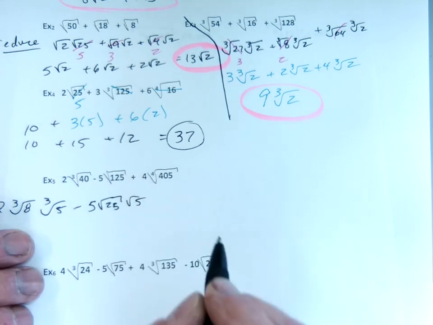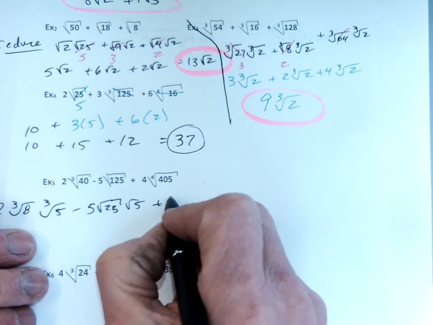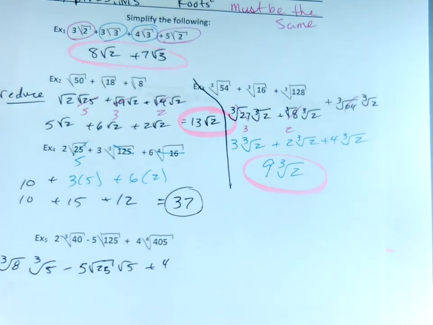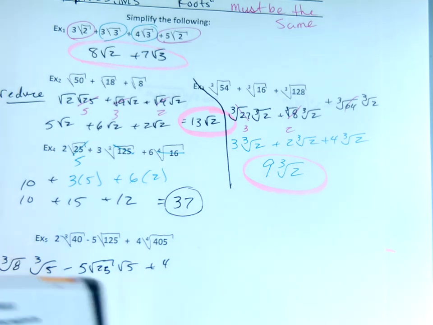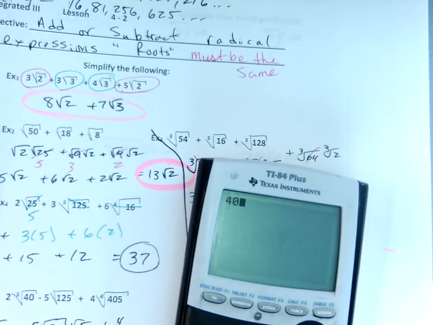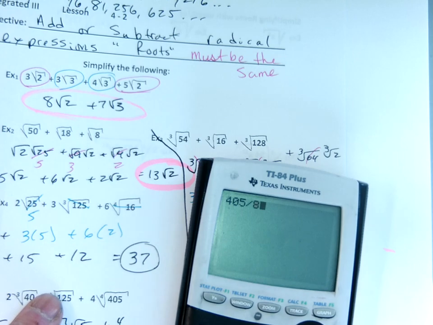Square root of 5, because that's a perfect root. Now, 405, I don't know, but maybe I can find it. Let me grab a calculator and see if I can find this one. So let's see, 405. If I divide 405 maybe by 81, let's check it out. I'm looking for any of these. Let's check 405. 405 divided by, let's try 81.